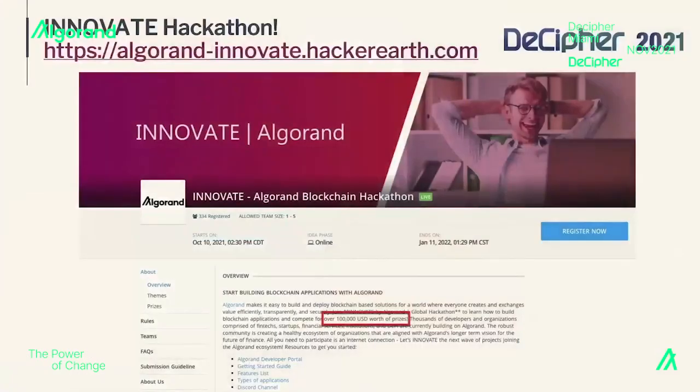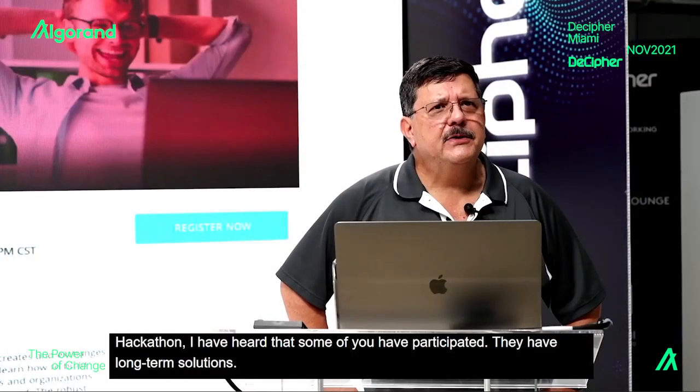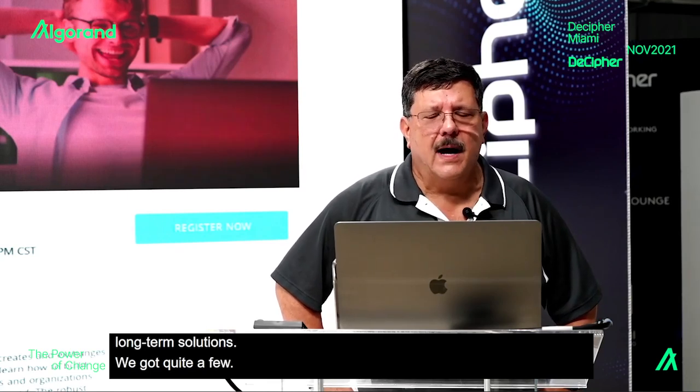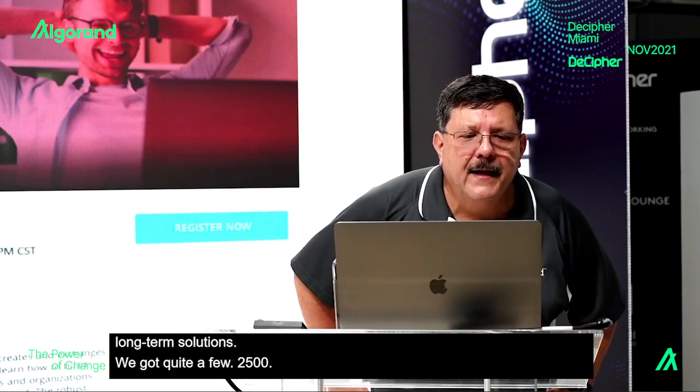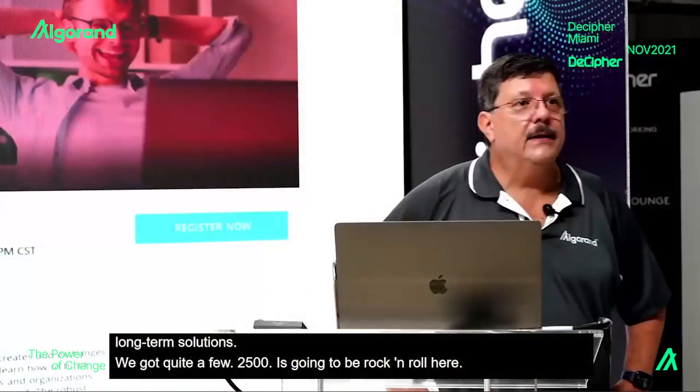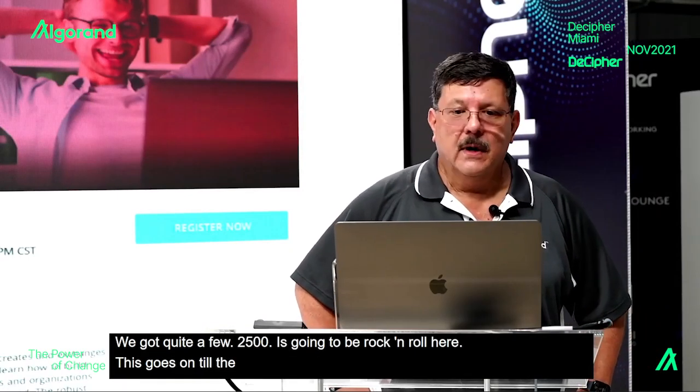And hackathons, I've heard a few of you attended a few of the hackathons that we've had so far. We like the longer ones, to be honest with you. I think you get better quality solutions with the longer hackathons. This is one we're running right now. It's Algorand Innovate through the HackerEarth umbrella. And we've got quite a few. Do you remember how many participants, Ryan, we got? 2,500. Oh my goodness. So this is going to be rock and roll here in this one. Over 100,000 USD in prizes. This goes on to the middle of January. So you can get on this right now and start building some solutions for a great hackathon.